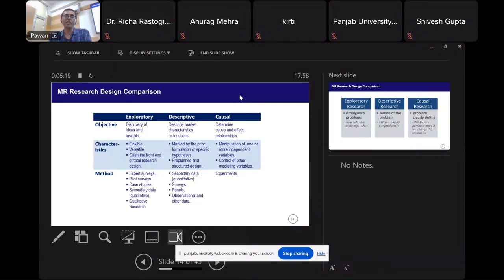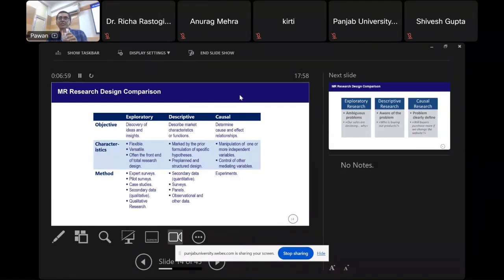Third is the causal kind of research. It is to determine cause and effect, where you understand something is happening, you know the effect, you want to know why it is happening. Say your market share is dropping for the last 5 years, so you want to know why it is dropping. Is it because your product is of lower quality? Is it because a new kind of competition has come in? Is it because your distribution is less? So you're trying to understand the cause of a problem which exists in your business. So these are three types of research in terms of their objective.